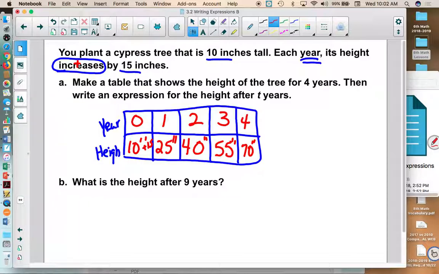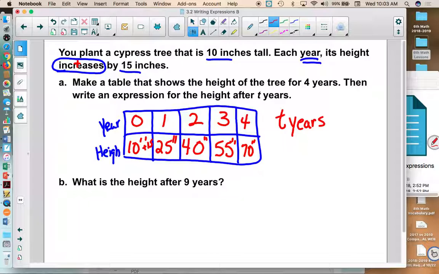Okay, it says then write an expression after T years. So how do I know with T years? What's an expression that I could write? That 100 years from now, I could tell how tall it was going to be. Am I going to want to go 100 times this way? Am I going to want to do 5 years, 6 years, 7 years, 8 years, 9 years? No. I don't think so. Oh, no. So what's an expression, and it's going to be an algebraic expression, that I can write?